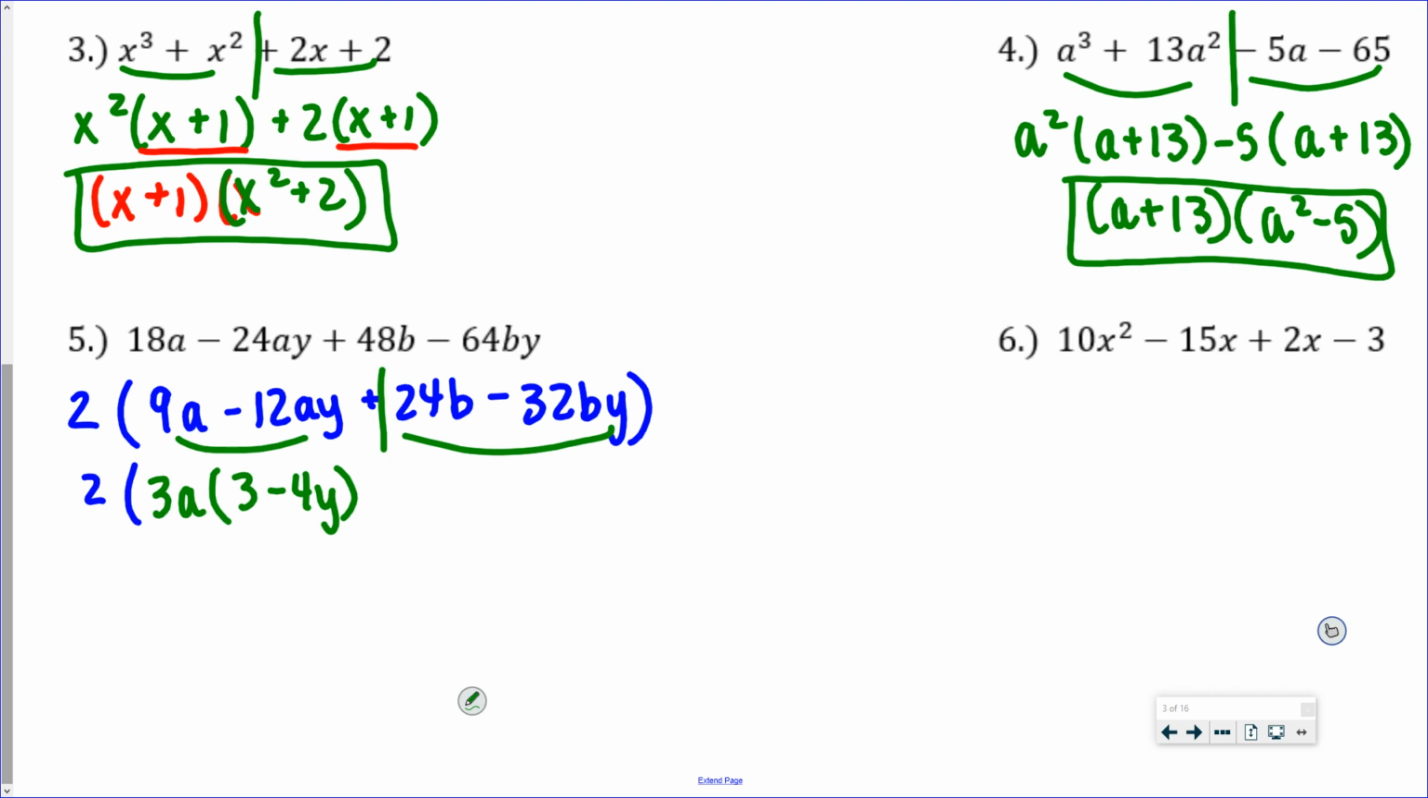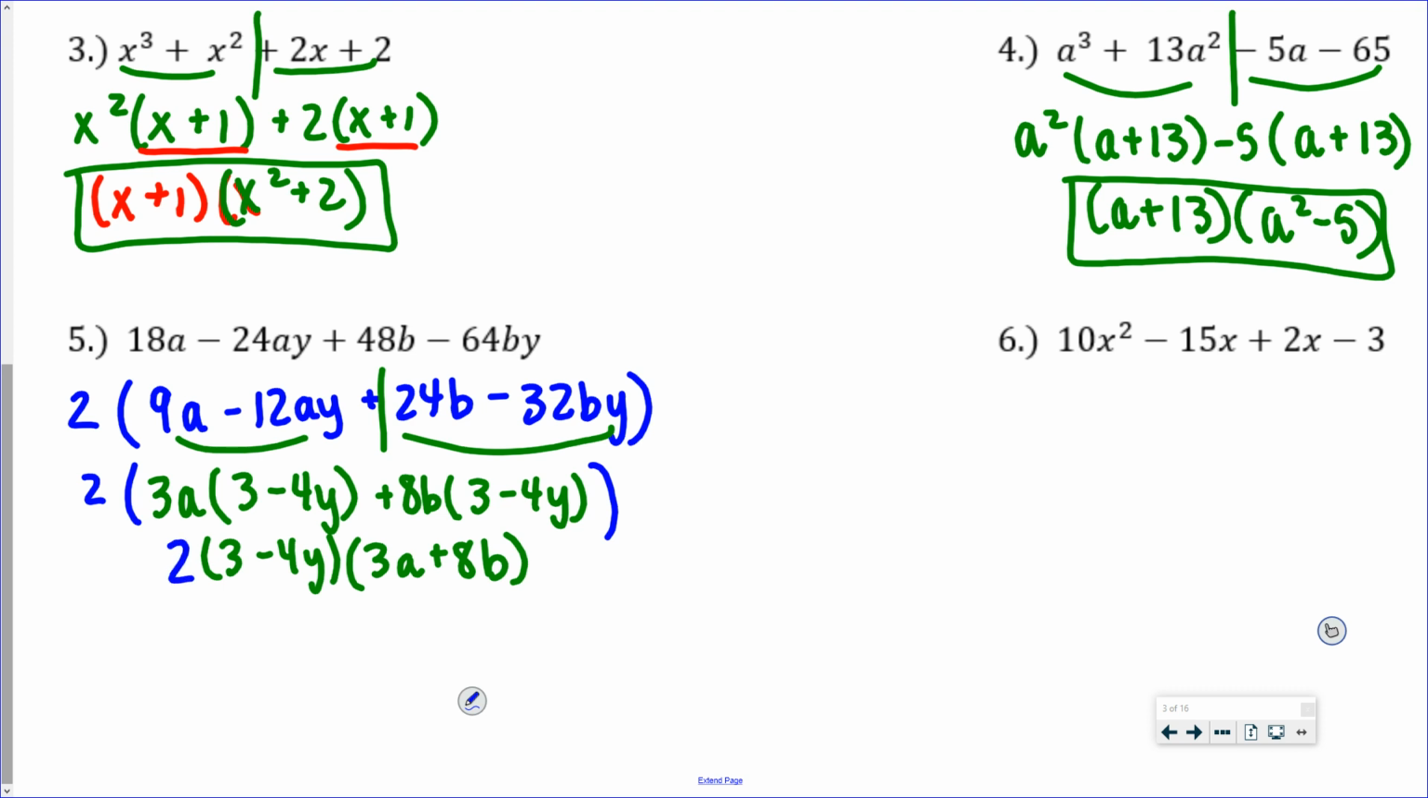What could I factor out of my second group? And think, we want to be left with 3 minus 4y. So automatically I'm thinking, all right, I'm going to want to factor out an 8b. 8b times 3, that would give me 24b. 8b times negative 4y, that would give me negative 32by, right? That would work. So this factor is in the middle here. In my inside, I have 3 minus 4y times 3a plus 8b. And then I still have this 2, and you can just leave the 2 out like that.